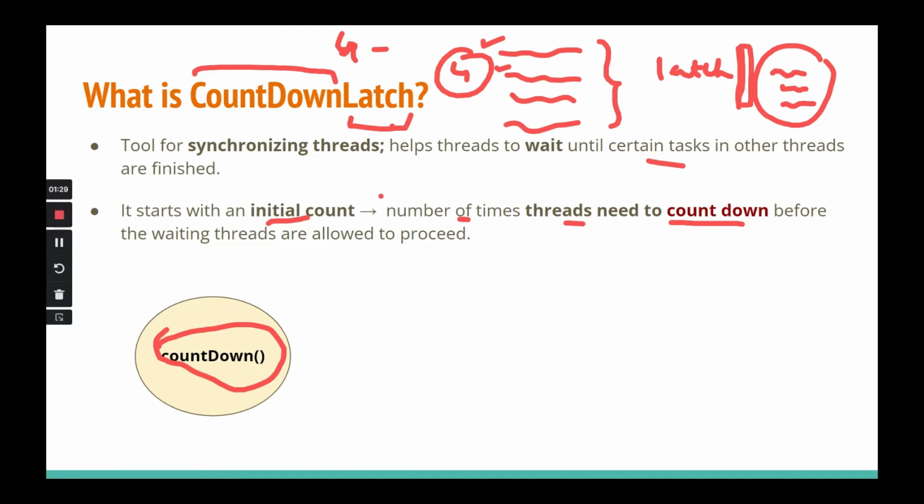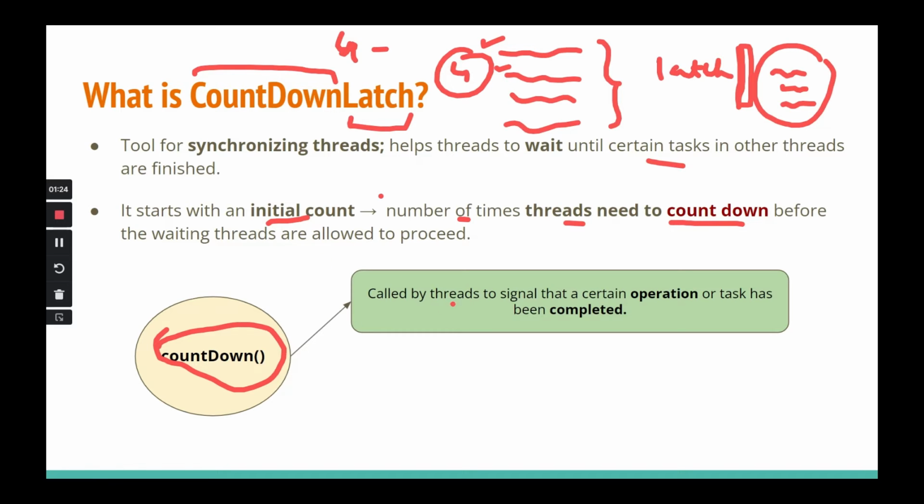So we understood why the latch is being used, and now we are trying to understand what the countdown is being used for. Countdown is called by threads to signal that this operation is done, I'm finished with the work.